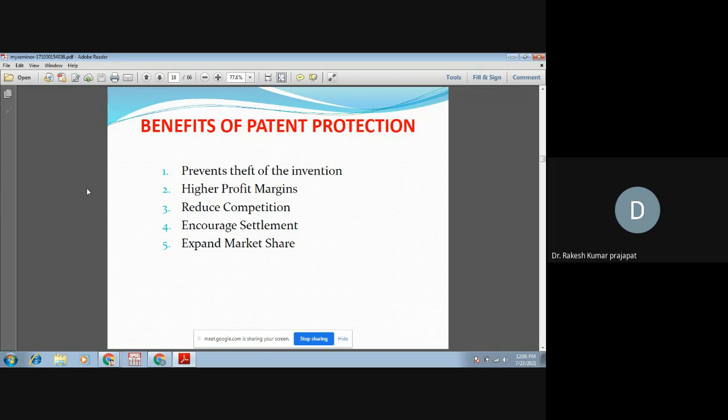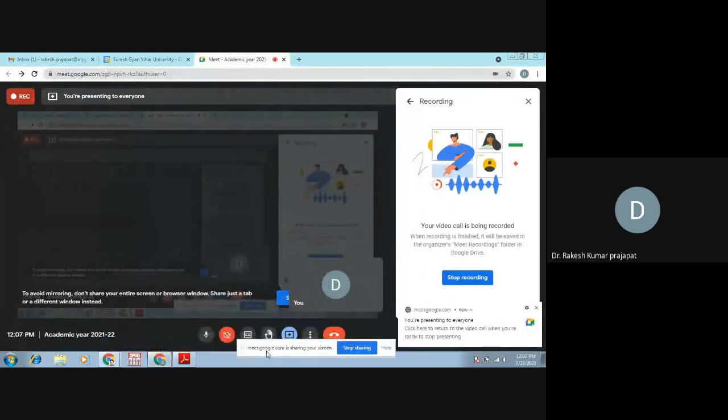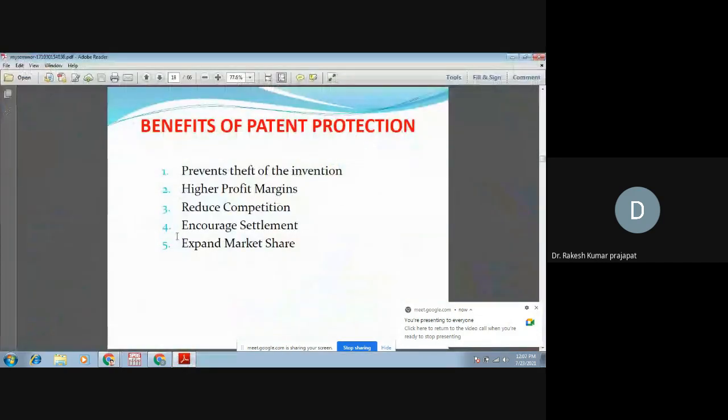So, we need to prevent theft of inventions. We can protect our intellectual property. Higher profit margin, reduced competition, encouraged settlements, expanded market share.